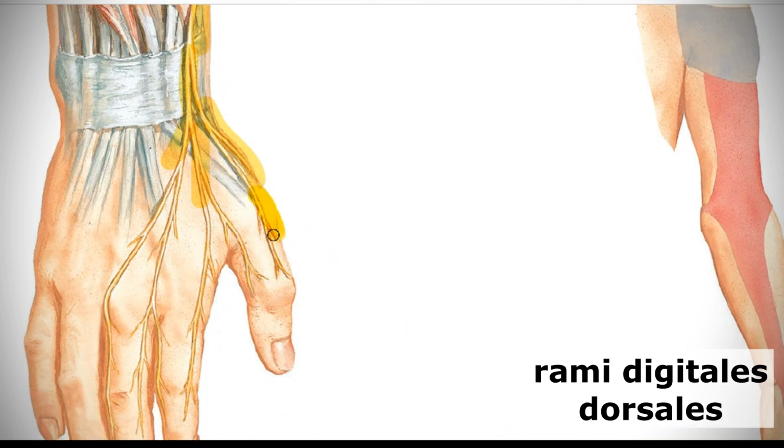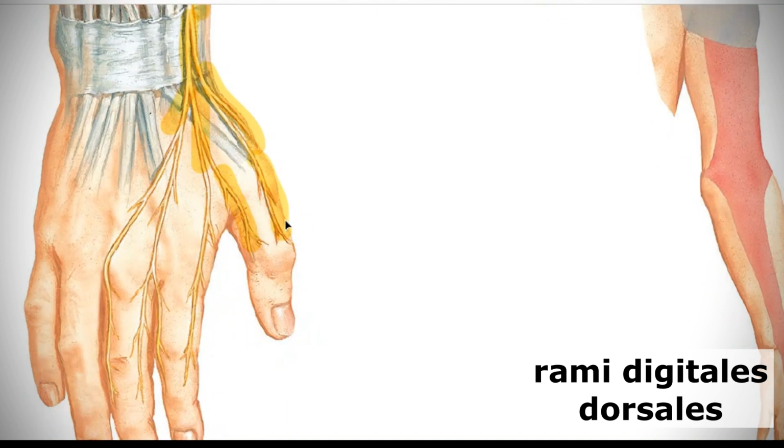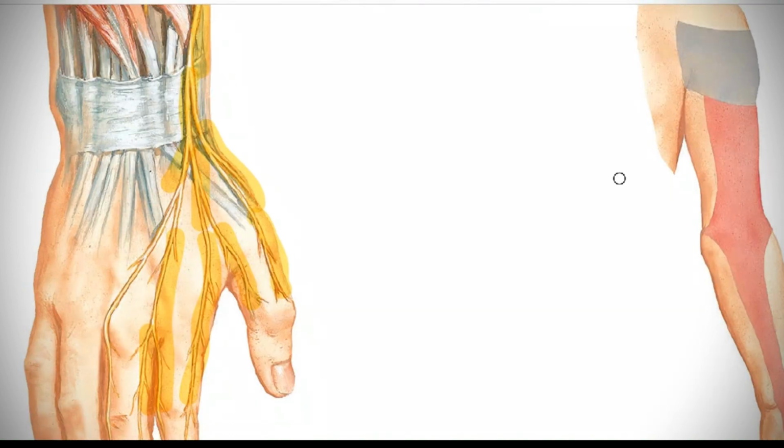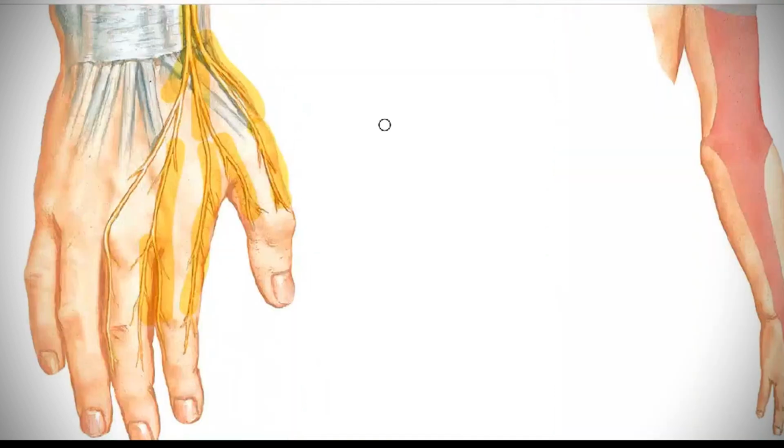Two of them go to your pollex, the thumb, two of them go to your second finger, and one goes to the third finger. It innervates the skin of this area of the dorsal surface of your hand, half, as you can see, and the proximal phalanx of your first finger, the proximal phalanx of your second finger, and the lateral half of the proximal phalanx of your third finger.